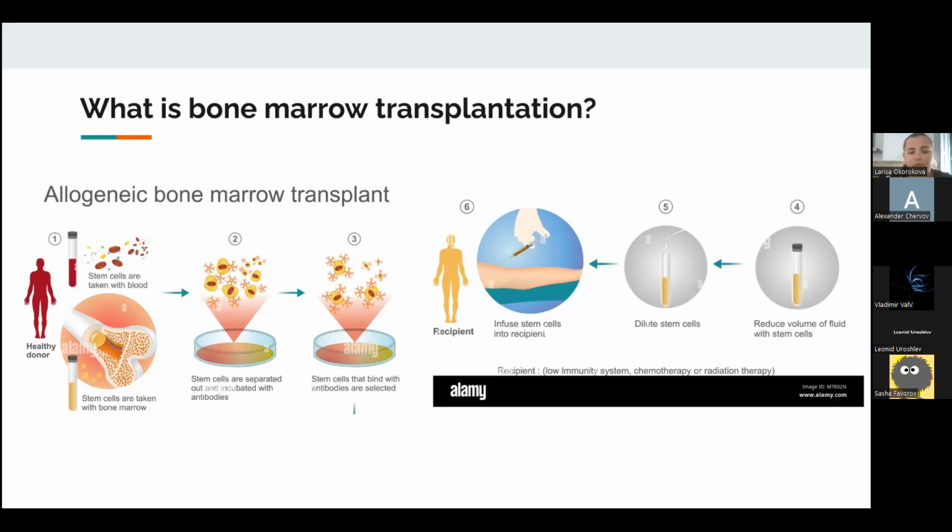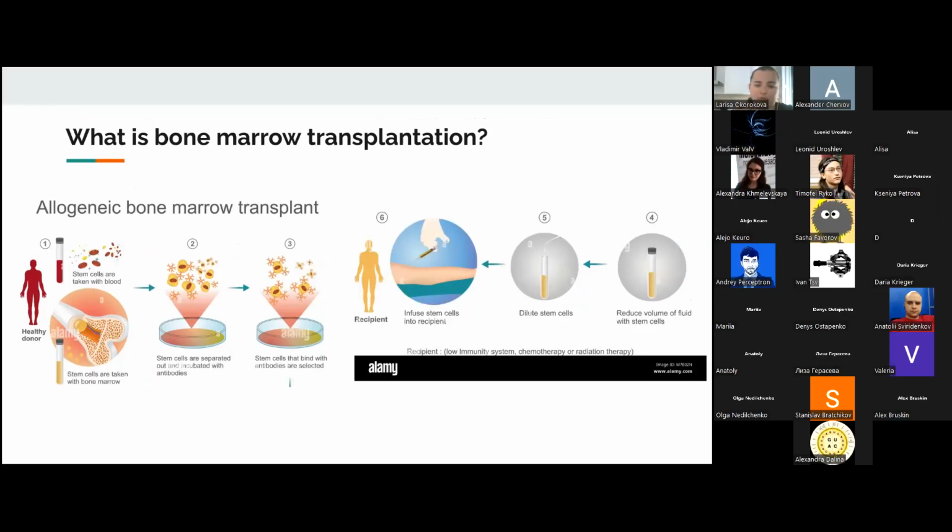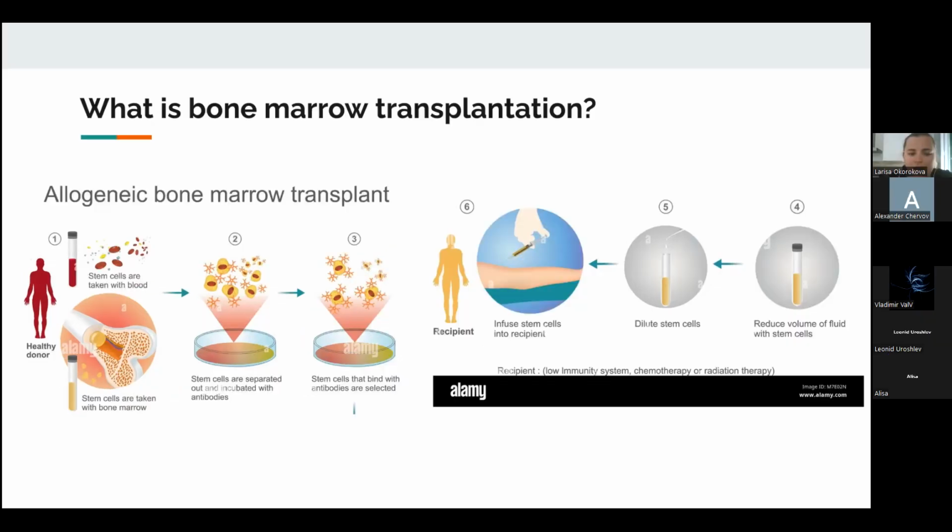After that we should clean the cells a little bit, and we want to take only the hematopoietic stem cells. They possess the CD44 marker. This is very important for the medical procedure. That is how we distinguish the cells we need from the cells that we don't need. Okay, we took away the unnecessary cells, and then we can put them into the recipient.